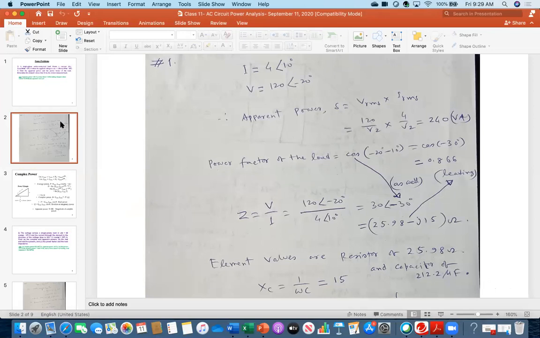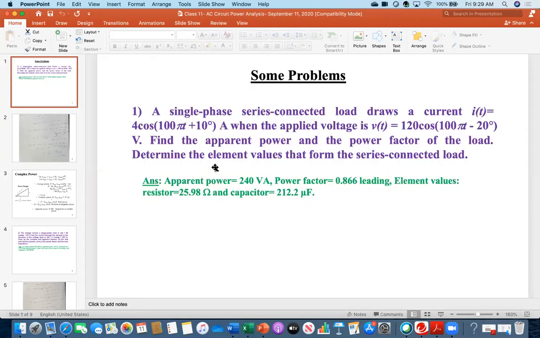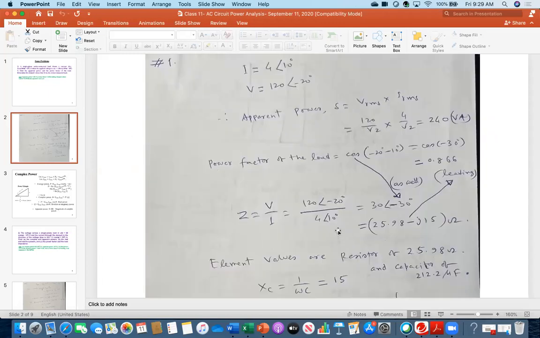Okay, now the last part of the question was to determine the element values that form the series connected load. I want to find out whether this series circuit had R, L, or C, or whatever the combination. So what is the way? Everybody look, once you get the impedance in polar form, convert it into rectangular form. If you convert this polar into rectangular, I got 25.98 minus j this one. Everybody, please tell me, what is this number in the Z? The resistor. Exactly, resistor, because this is the real part.